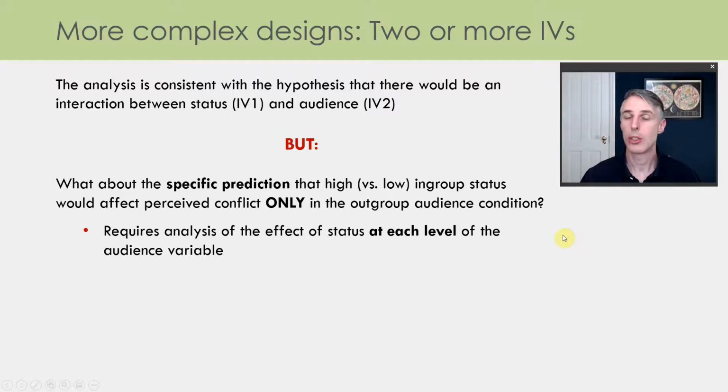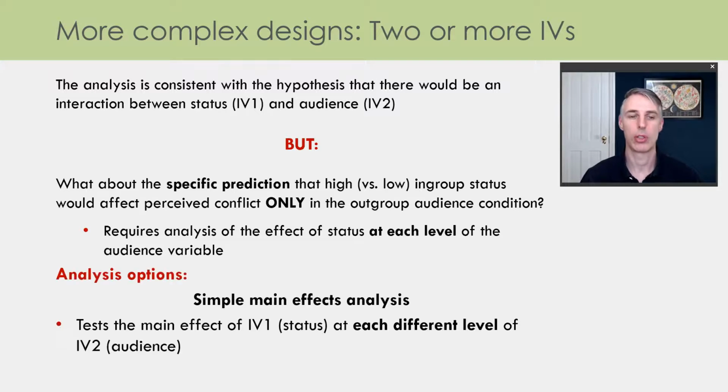So what we need to do to test that more specific prediction is to analyze the effect of status at each level of the audience variable, remembering that the main effect of status looks at the effect of status collapsed across all levels of audience, whereas what we need to do is look at the effect of status at each different level of audience. To do this, we need just one additional step in our two-way ANOVA, and that is to conduct simple main effects analysis, or what is sometimes called simple effects analysis.